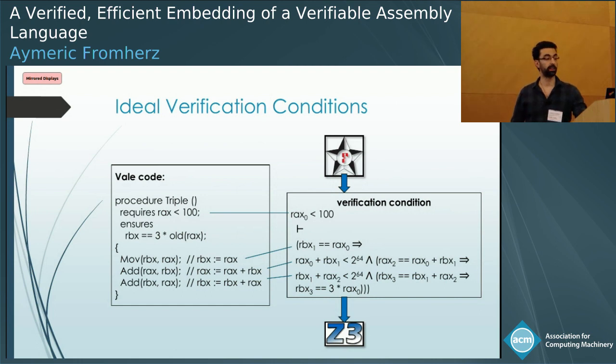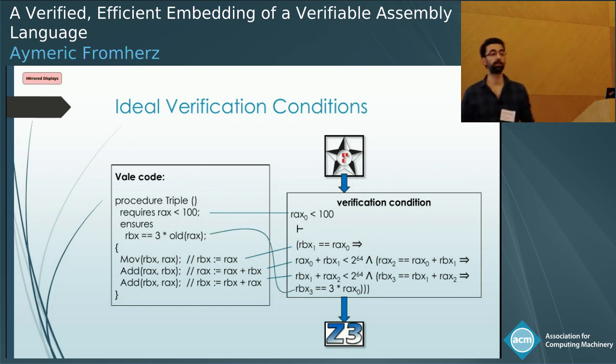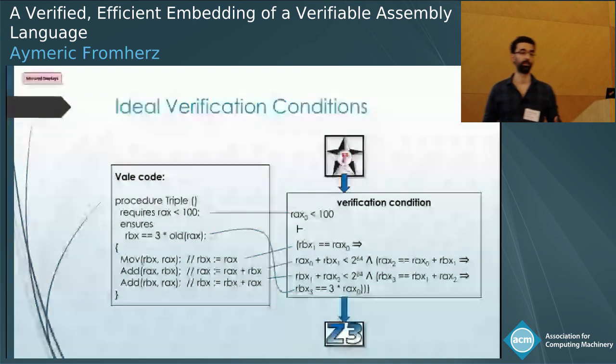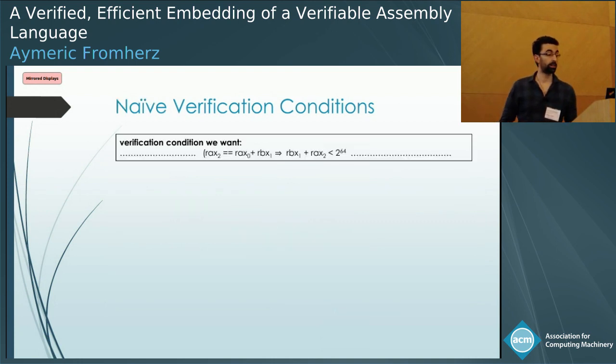Under this condition, we can execute these instructions and first set the value of RAX to be equal to the previous value of RAX plus the previous value of RBX, and then RBX to be equal to the previous value of RBX plus the previous value of RAX. Finally, after execution of this program, we want to prove that the user-supplied post-condition is satisfied in this final state. So this is ideally what you want, but unfortunately, if we naively run the F-star VC generator in our embedding, this is not what we get.